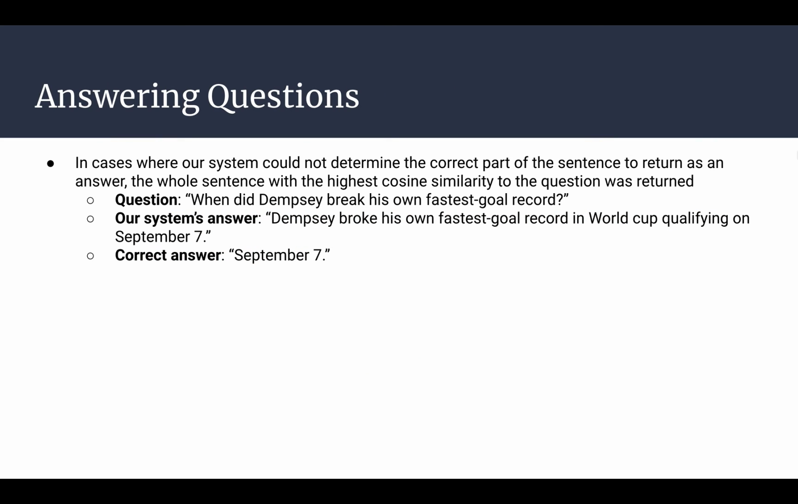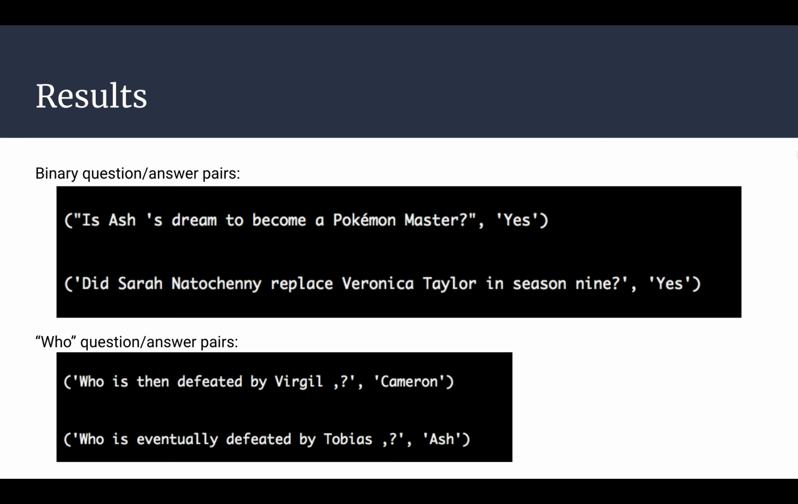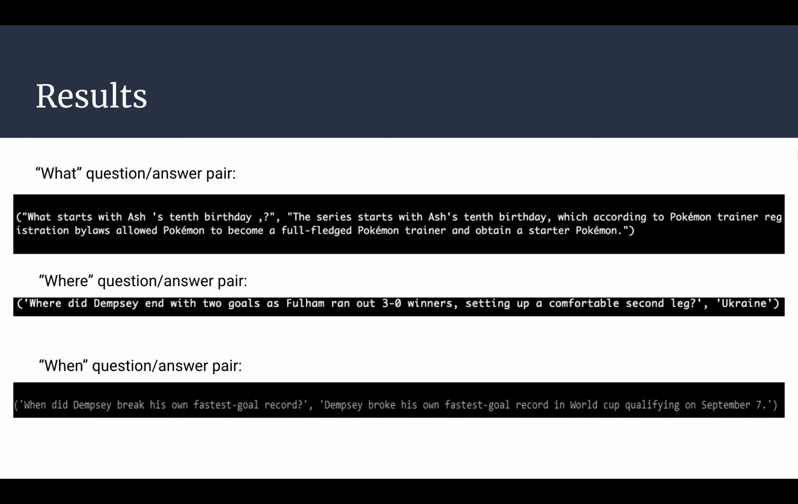In cases where our system could not determine the correct part of the sentence to return as an answer, the whole sentence with the highest cosine similarity to the question was returned. Here you can see some of our results. We had some successful binary and WH question and answer pairs, and here we have some mildly less successful pairs.